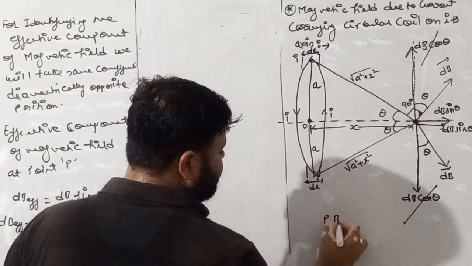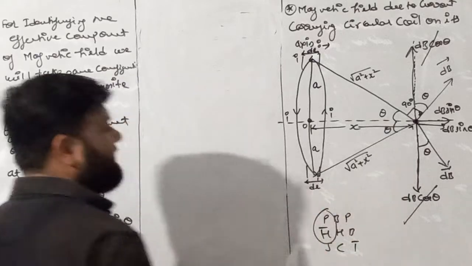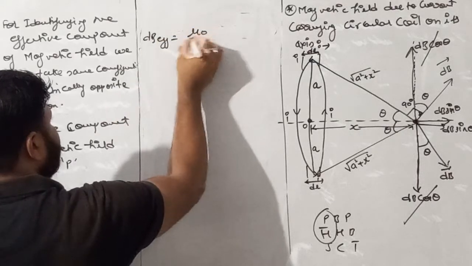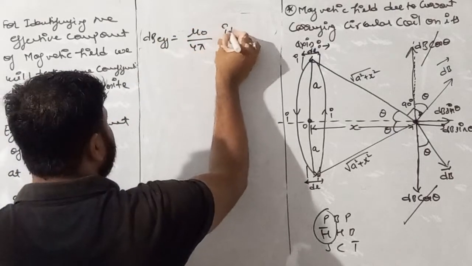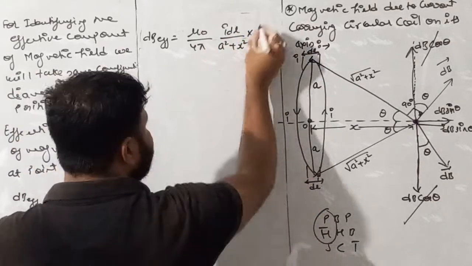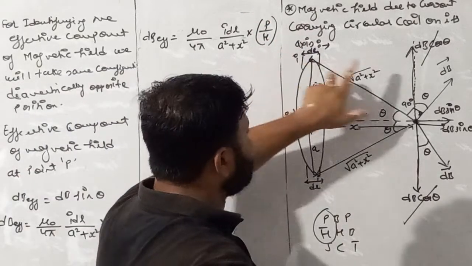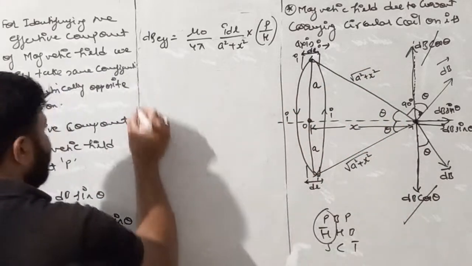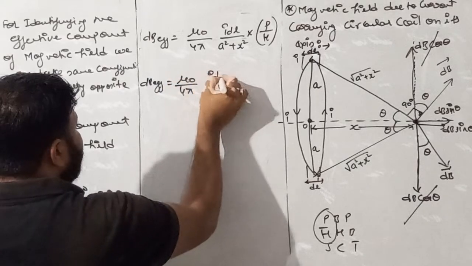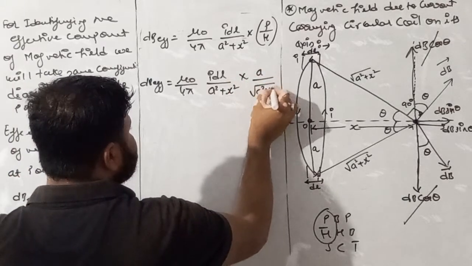We know that sin theta must be perpendicular upon hypotenuse. So dB effective is equal to mu naught upon 4 pi, I dl over a square plus x square, into sin theta, which is perpendicular upon hypotenuse. Now see my dear student, perpendicular is a and hypotenuse is under root a square plus x square. So dB effective becomes equal to mu naught upon 4 pi, I dl over a square plus x square, multiplied by a divided by a square plus x square.